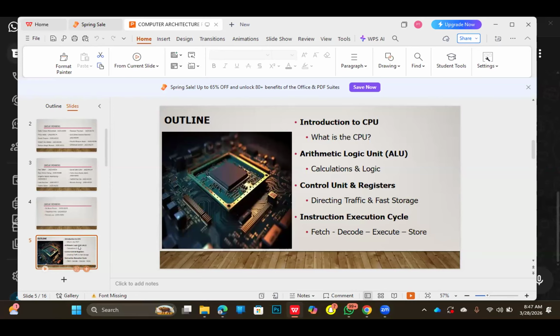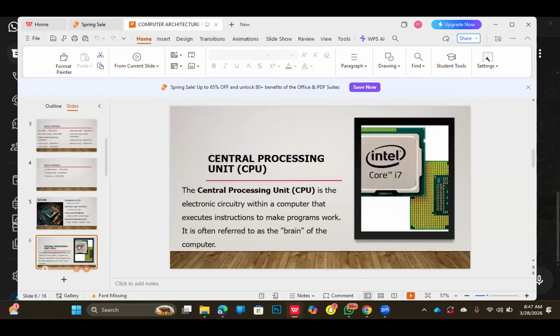And we have the control units and registers, which perform directed traffic and fast storage to help process data to be executed. And we have the instruction execution cycle, whereby it goes through a certain process for the data to be processed. We have fetch, decode, execute, and store. Please move to the next slide.